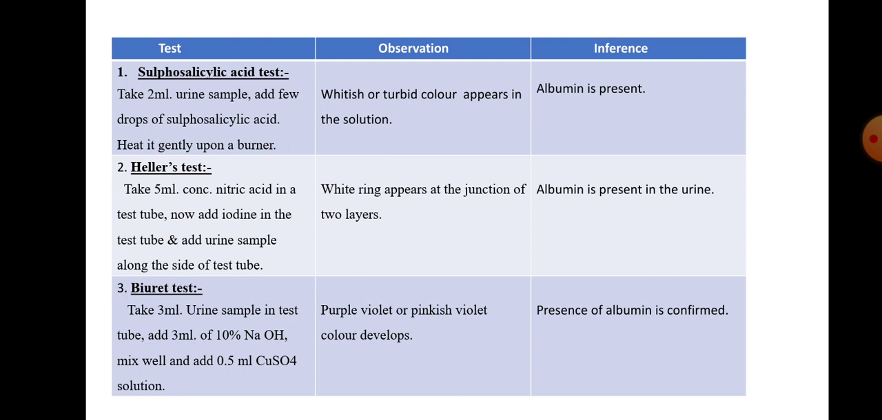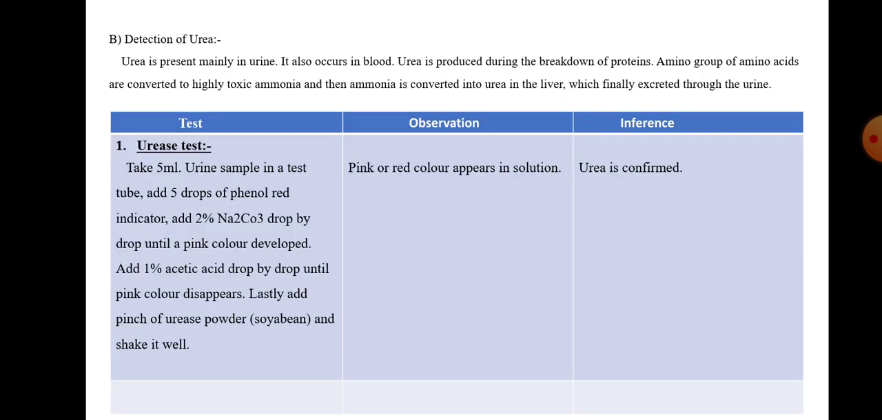Then the third test is the biuret test. Take 3 ml of urine sample in a test tube. To it add 3 ml of 10% NaOH, mix it well and add 0.5 ml of copper sulfate solution. You will observe that a purple violet or pinkish violet color is developed, showing that the presence of albumin is confirmed.